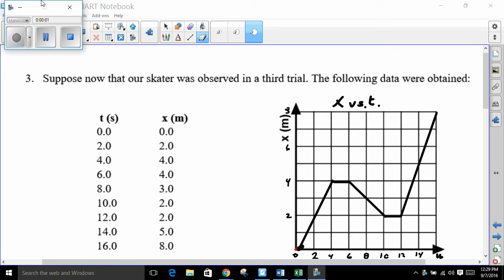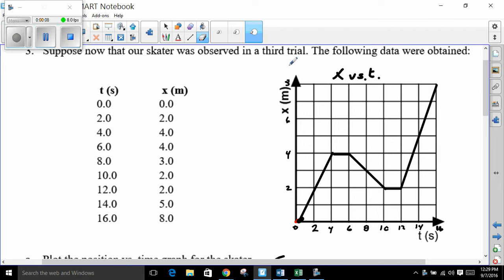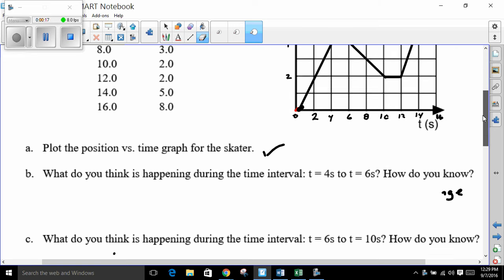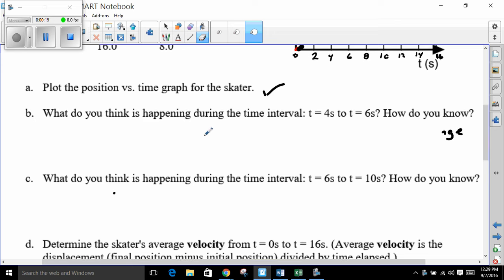Of the homework discussion question 3. We're looking at the skater observed in the third trial with the following data. I've graphed the data. Here's the pattern. You will need to refer back to this graph as we answer the questions below. We've plotted the position versus time for the skater. And what do I think is happening?